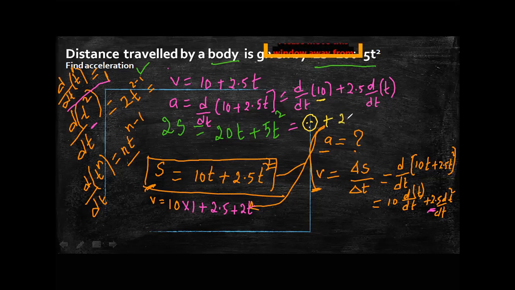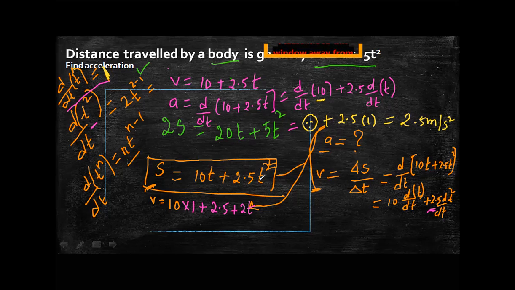Then I have 2.5 times d by dt of t. I already showed d by dt of t is 1, since t means t power 1. So my acceleration is 0 plus 2.5 into 1. The answer is 2.5 meter per second square.